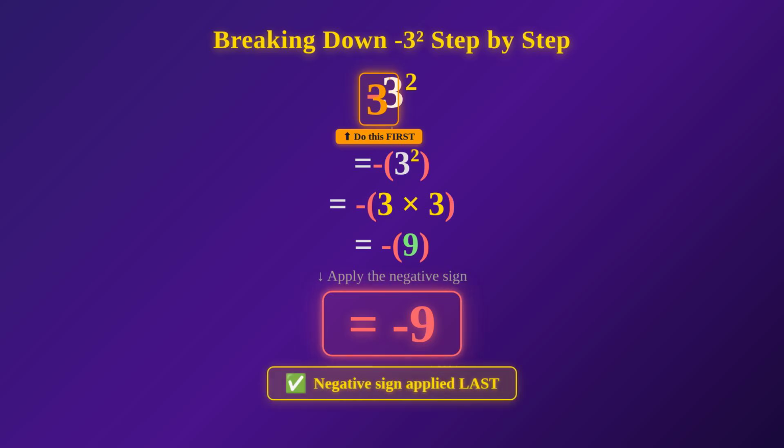This trips up so many students because it feels like the answer should be positive. But remember, the negative sign was never part of the base. It waited patiently outside while the exponent did its job.